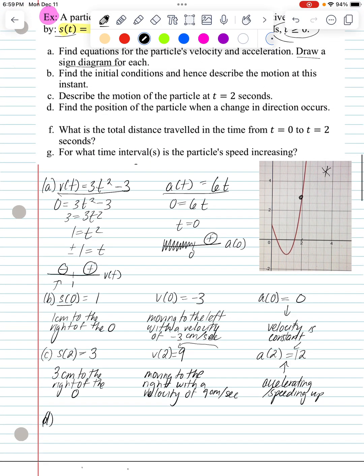So D, can we find the position of the particle when a change in direction occurs? Okay, so a change in direction is saying from the origin, when did it change directions? It's another way of asking about turning points or local mins and local maxes. So we're looking for when the velocity function is equal to 0. Visually, that looks like a position like this, where it was going away from the origin and then back towards the origin.